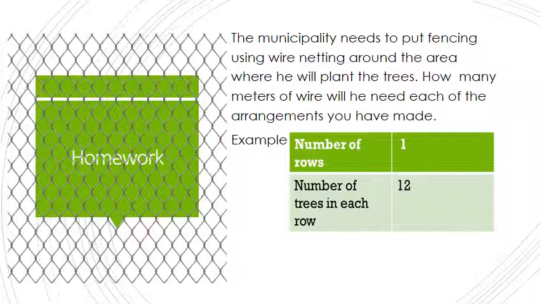So let's say you have, I'm just going to do an example for 1 row where there is 12 trees in each row. Remember, he wants to plant 12 trees, and you need to have different arrangements. So the first arrangement can be where you have 1 row, and in that 1 row you plant 12 trees. So let's see how much fencing we will need for 1 row, and you will continue with this example with your other arrangements.